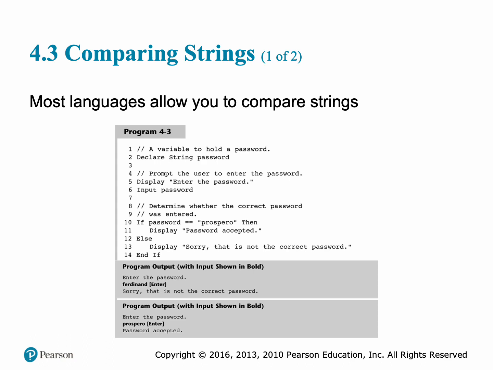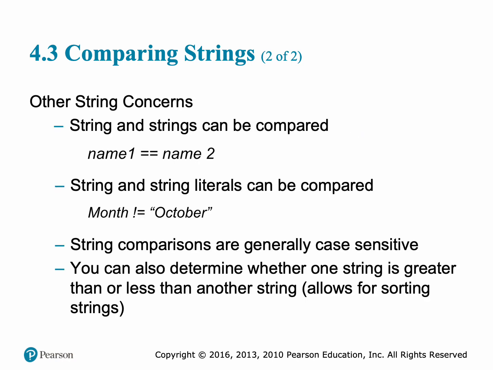Most languages also will allow you to compare strings by using the decision structures, and all that you have to do most of the time is just use the double equal sign when you're comparing the strings. Now let me show you an example. You can either compare strings and strings, in this case name1 equals name2, so we're checking if these two are equal. You can also compare the string variables and string literals. In this case, we're checking if the month does not equal October. So it's fairly simple. You either use the double equal sign or you use the not equal sign to compare your strings.